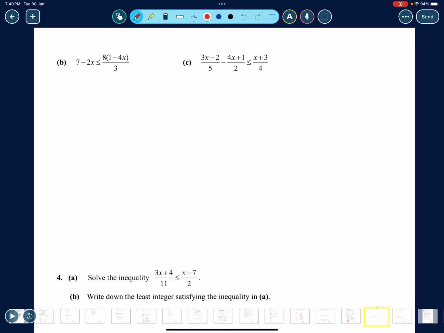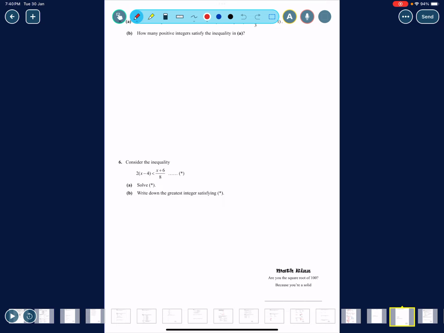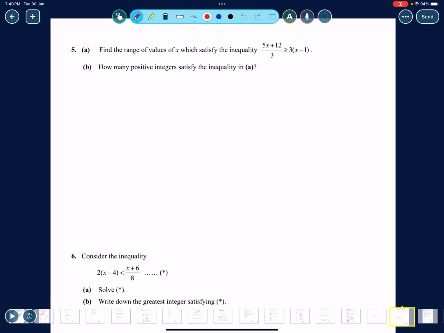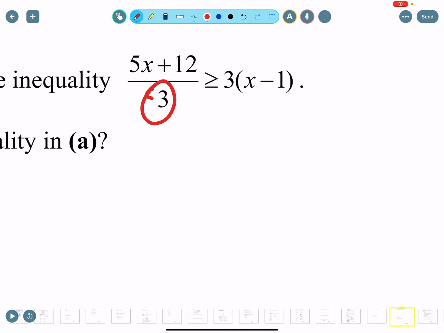Okay, let's find another difficult question. This one is the same as the last one. Okay, these are also the same. So what I'm gonna do for these is basically move 3 to the right side. Now you end up with 3 times x minus 1.